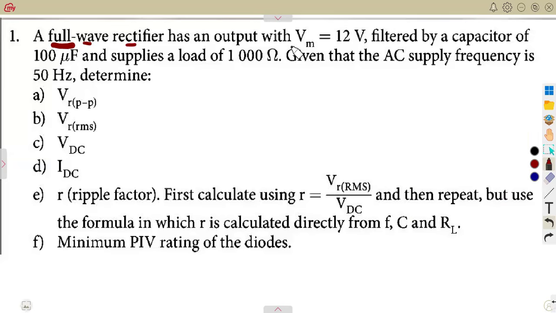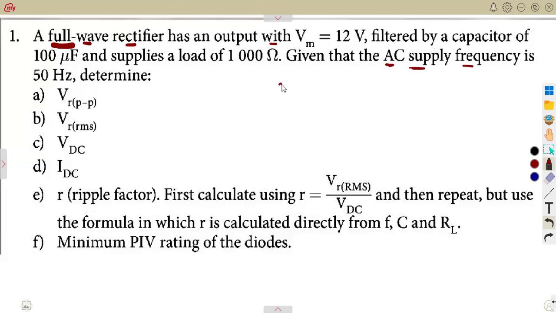And it has an output with VM of 12 volts. So as we are given the output of it, that's VM, from the rectifier, filtered by a capacitor of 100 microfarads and supplies a load of 1000 ohms, given that the AC supply frequency is given.